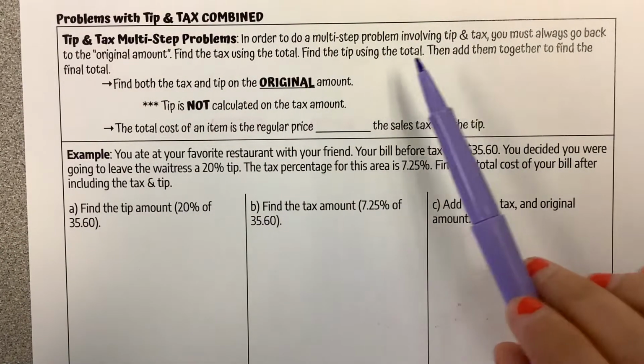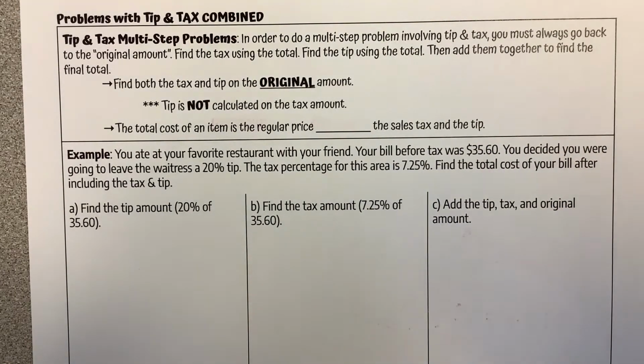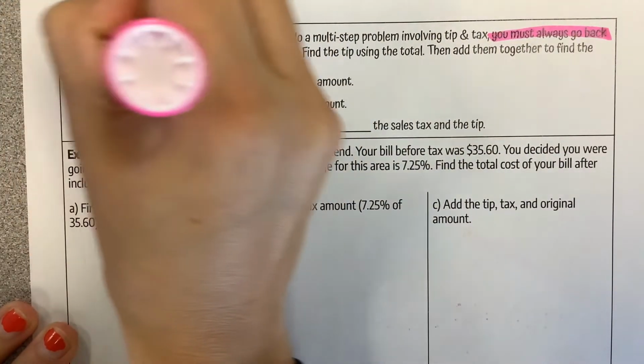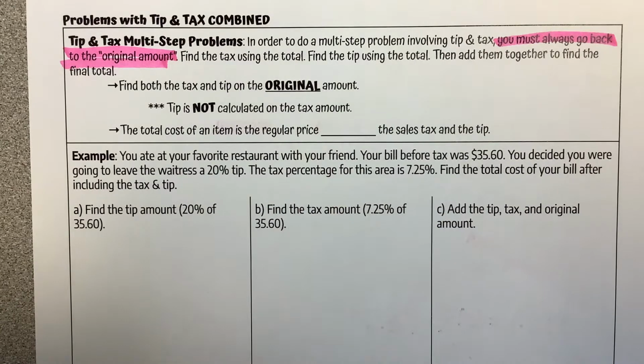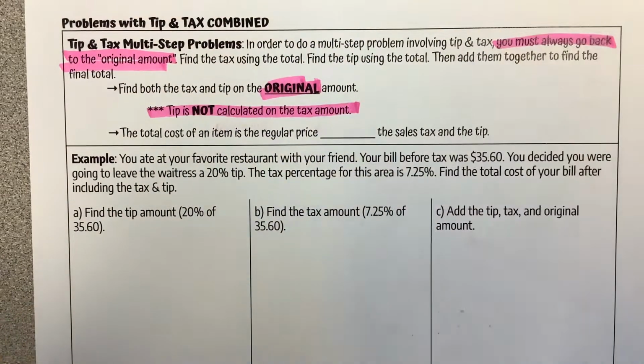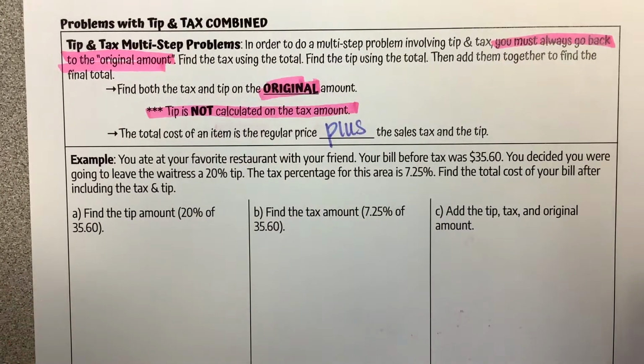So in order to do a multi-step problem involving tax and tip, you must always go back to the original amount. This is where I'm saying people make mistakes. Find the tax using the total. Find the tip using the total. So they're both on that original amount. Then we add them together. I cannot reiterate enough. It's on the original amount. Tip is not calculated on the tax amount. The total cost of an item should be the regular price plus sales tax and tip.